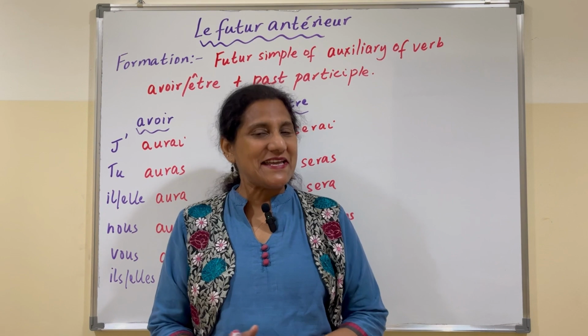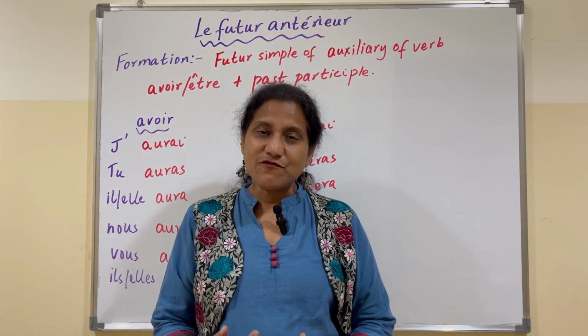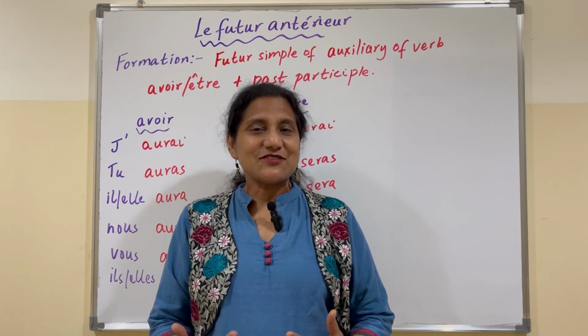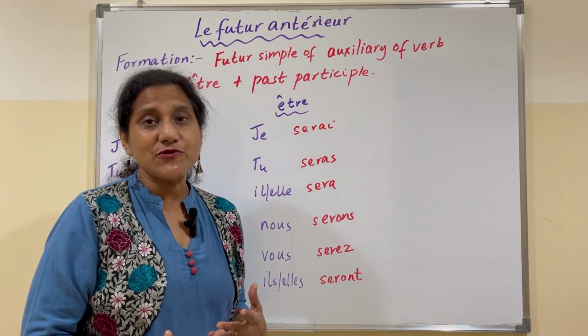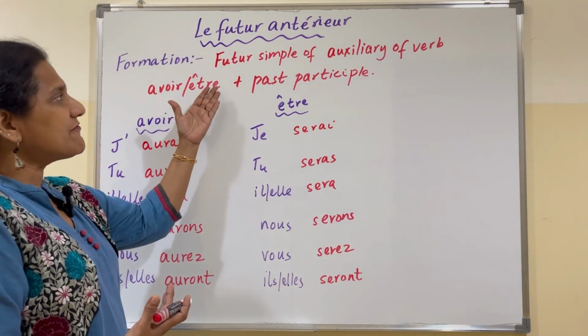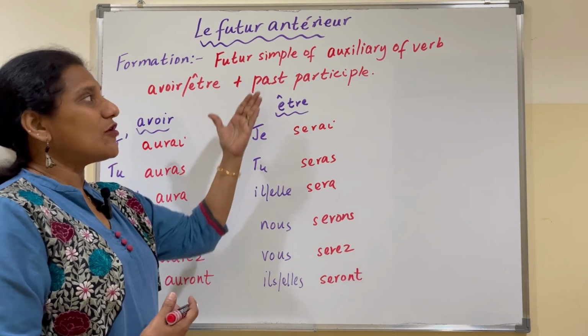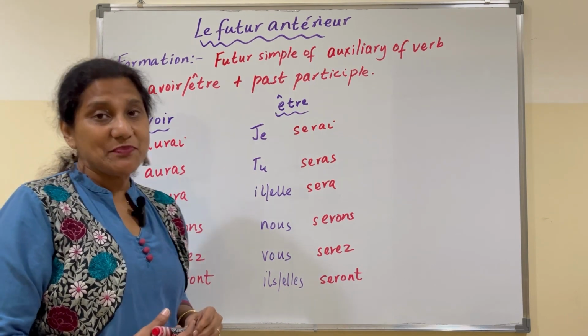Let's enjoy learning French. Today we're going to learn a future tense, futur antérieur. This is a compound tense. So, let's learn the formation of futur antérieur. The formation of futur antérieur is: write out the future simple of the auxiliary verb avoir or être, plus the past participle.